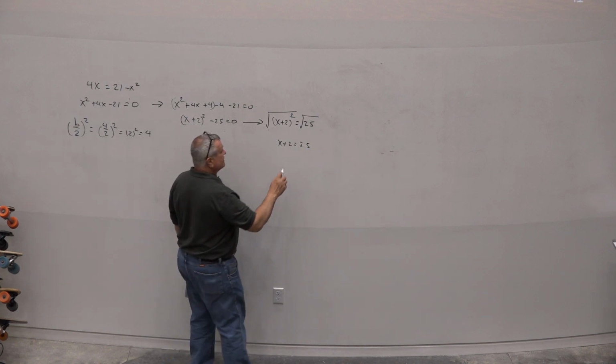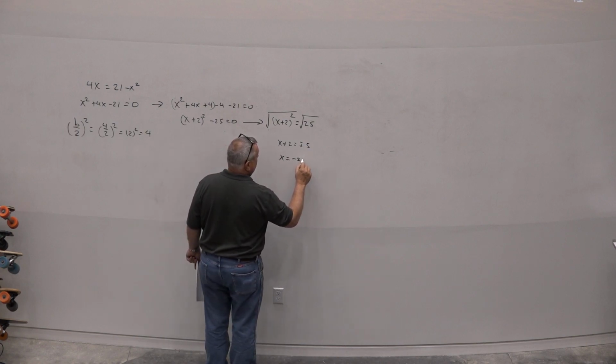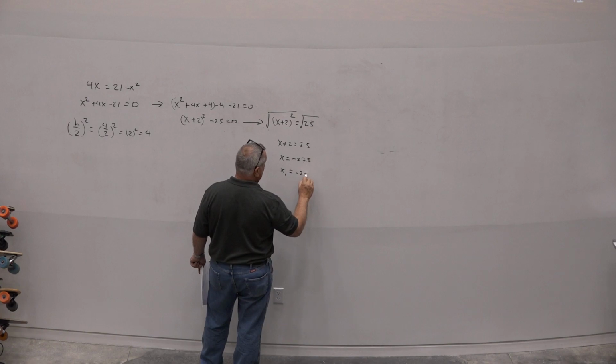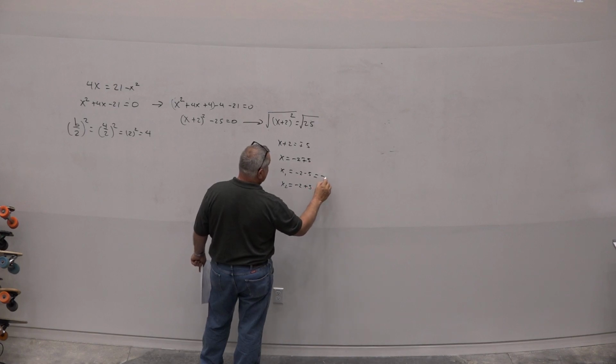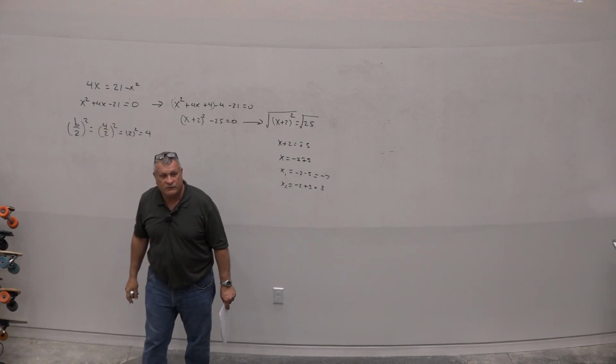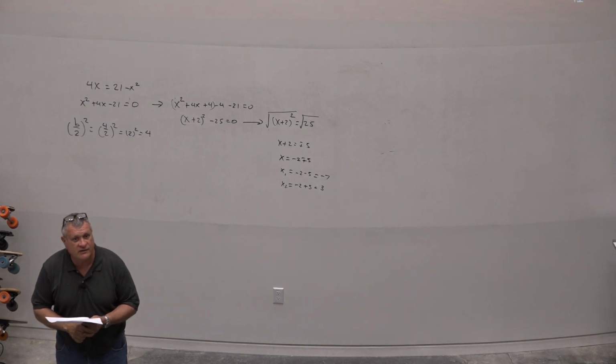Now I'm getting ready to solve. x equals minus 2 minus or plus 5. That means x1 could be minus 2 minus 5, and x2 could be minus 2 plus 5. This is minus 7, and this is plus 3. If you stare at this for a minute, you could have factored that, right?